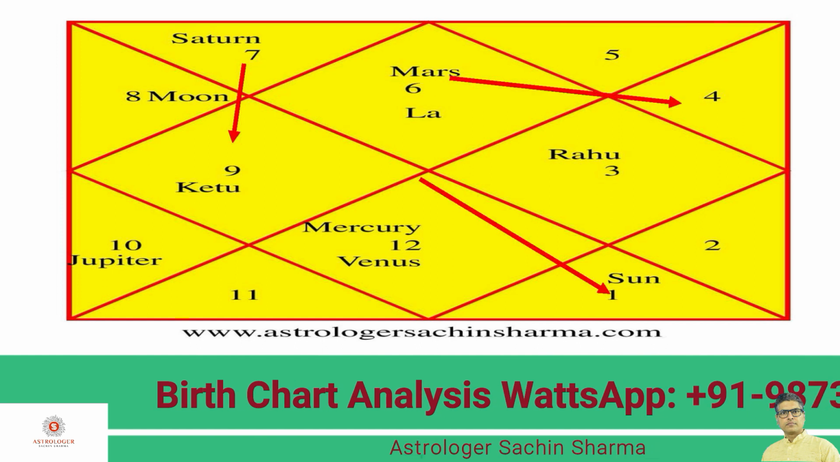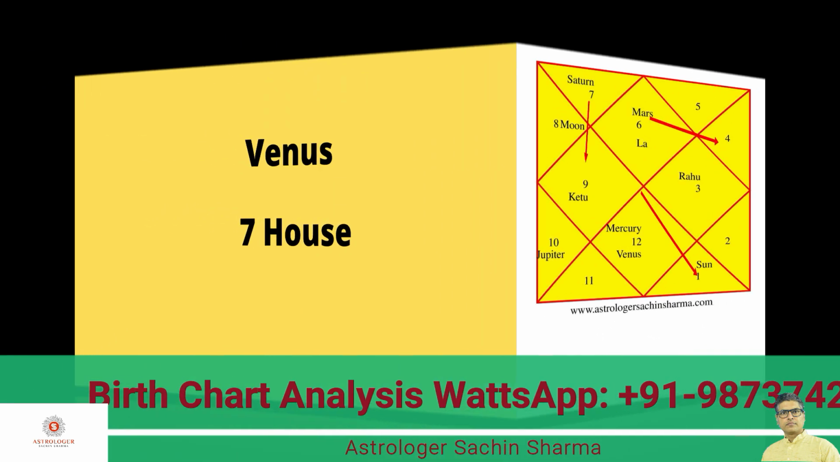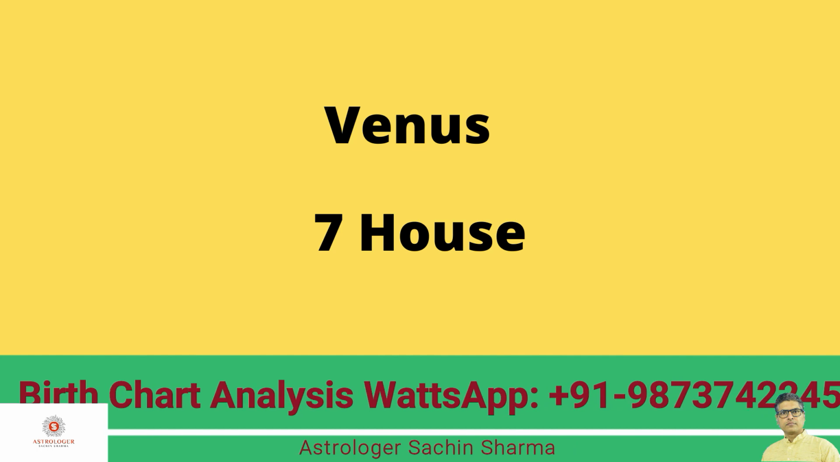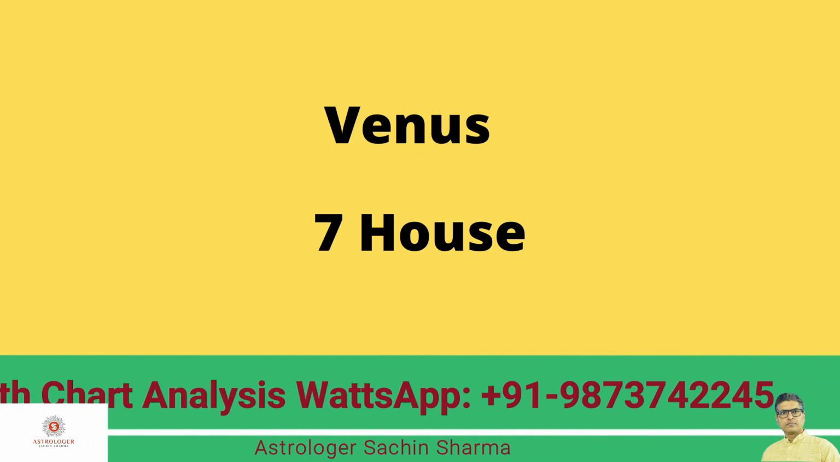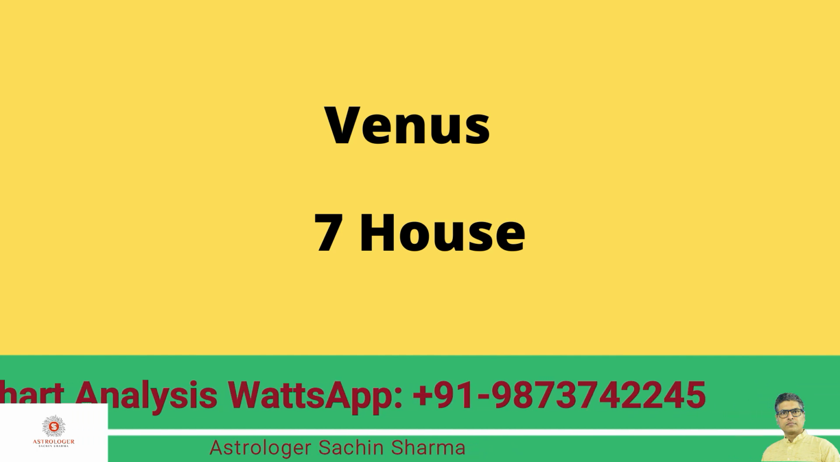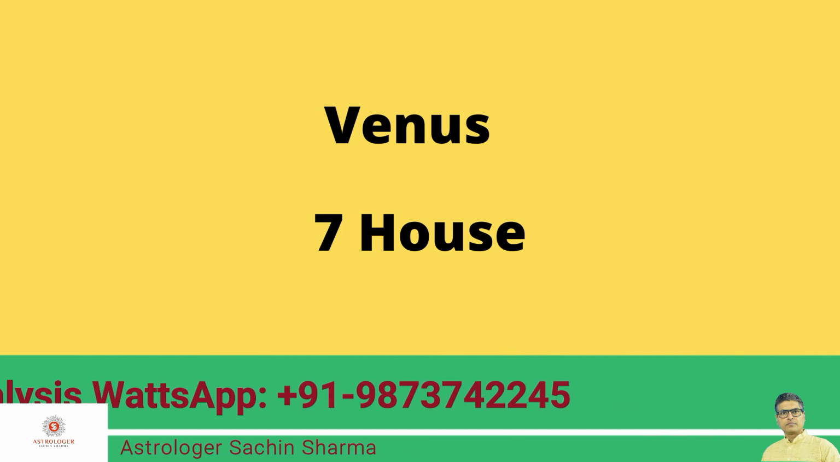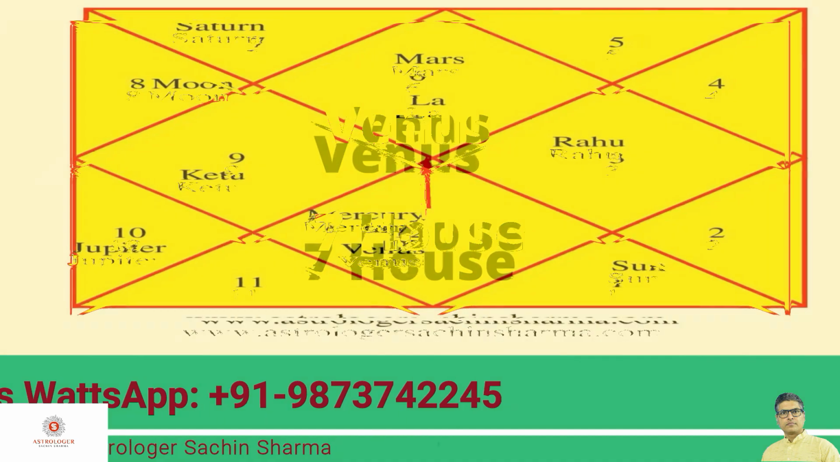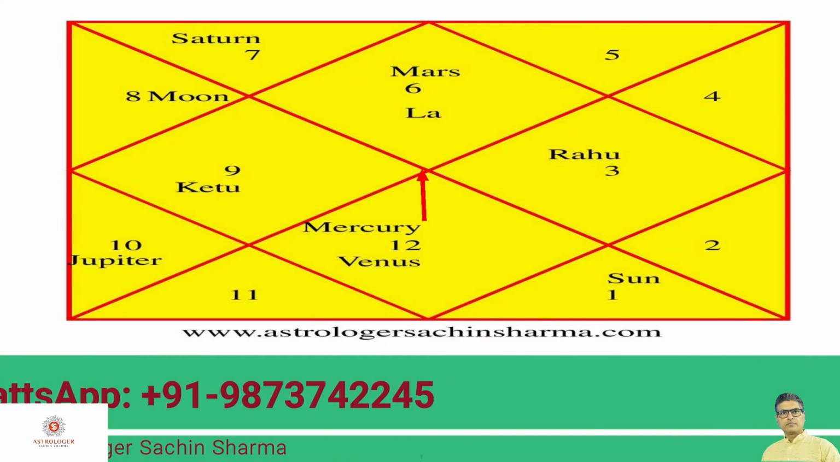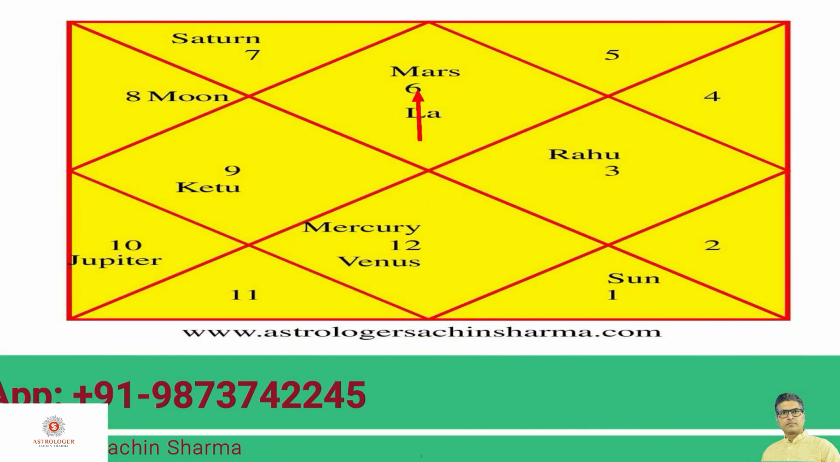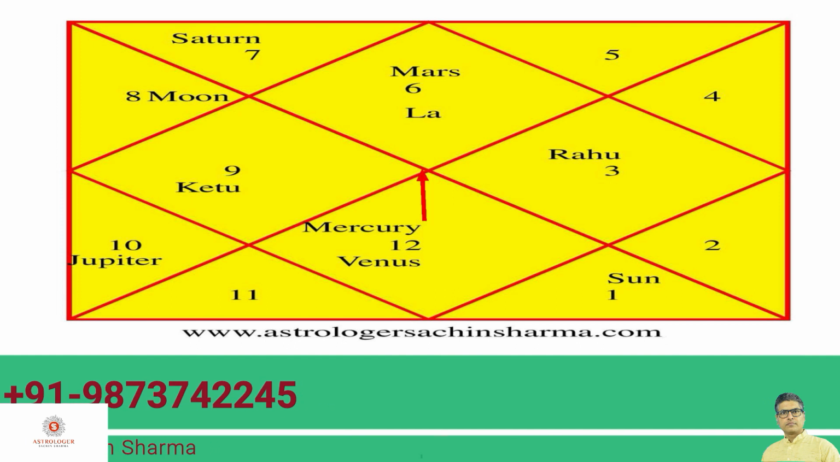Now let's move forward and discuss the aspect of Venus. Venus will aspect only the 7th house, as in the case of Sun and Moon. So Venus will only aspect the 7th house from where it is placed. Let's understand this practically as well. Here Venus is placed in the 7th house of the birth chart, from where it will aspect the 1st house of the birth chart, as you can see with the help of these arrows.